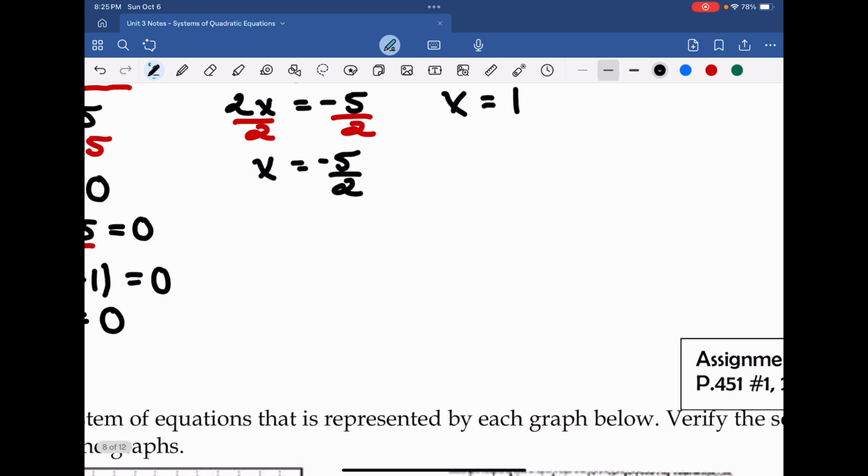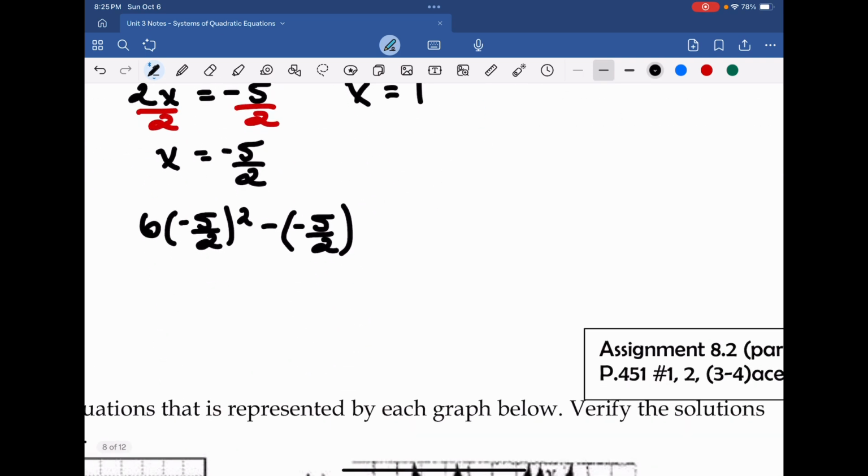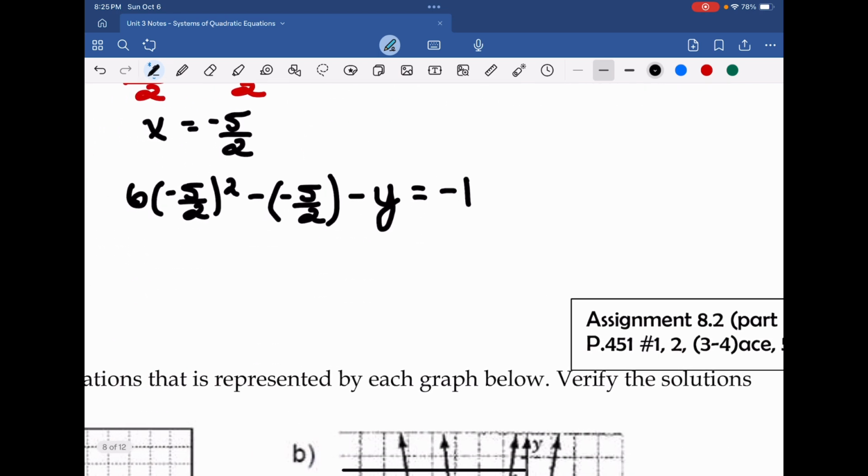So starting off with our first x value, we're going to take this and go, well, it's 6 times the negative 5 over 2 all squared. Just to make sure I get my signs right, minus x, which is minus negative 5 over 2. And I want to make sure that negative is visible. There we go. And then for our other term, it's going to be minus y, which is our term we're looking for, which is equal to, from our other side, negative 1.